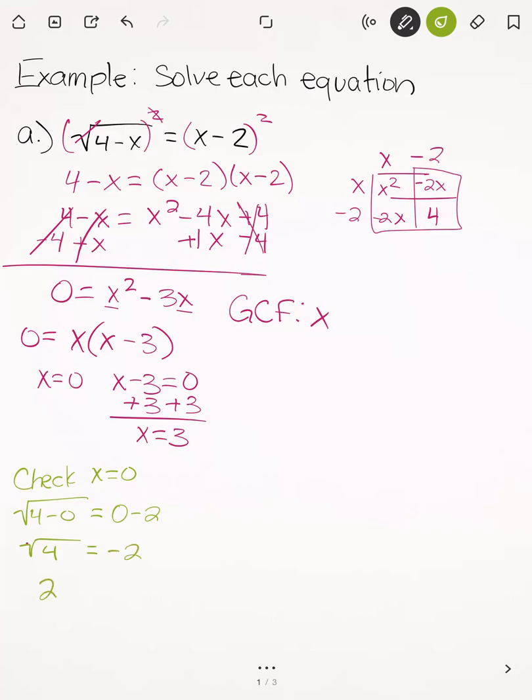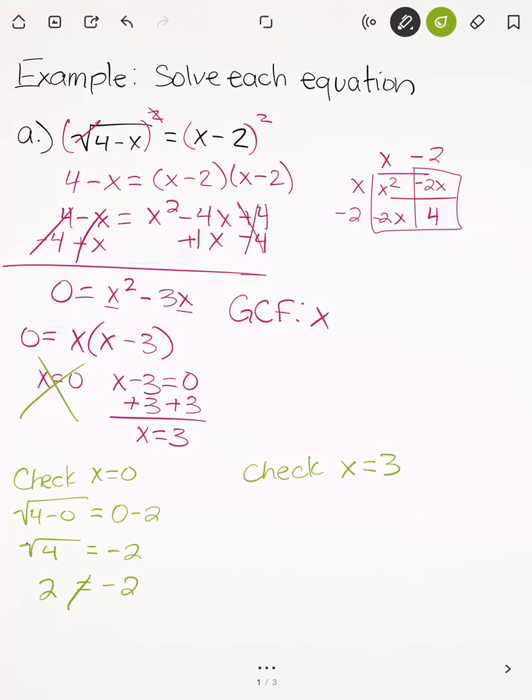Square root of 4 is 2. And then we have negative 2. Does 2 equal negative 2? No, which means, oh no, we have our first extraneous solution. That doesn't work. It's not an answer. Now, we check when x equals 3.